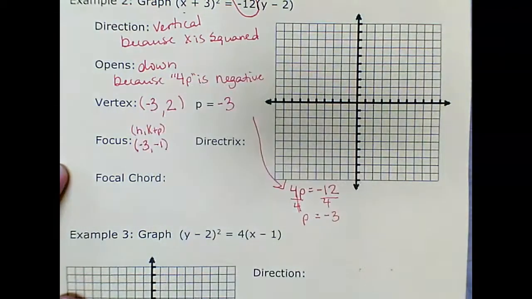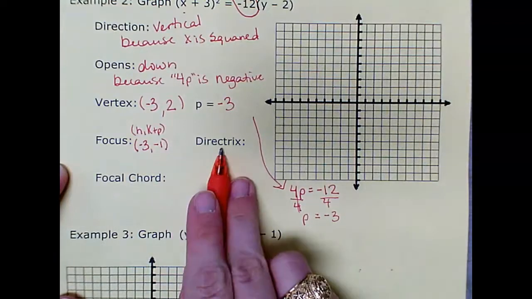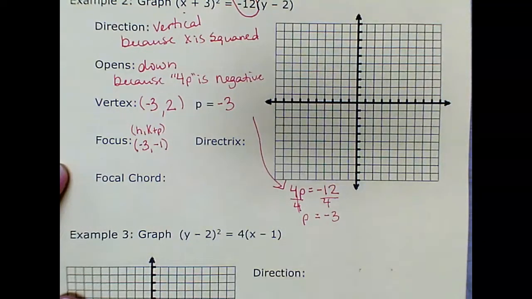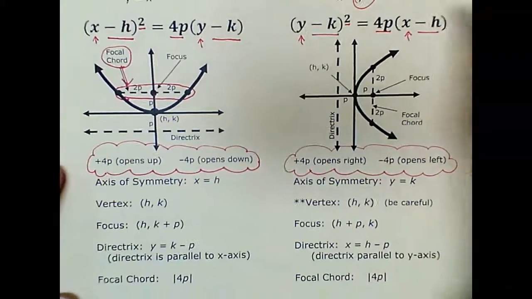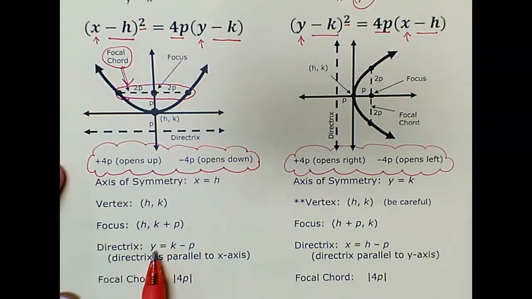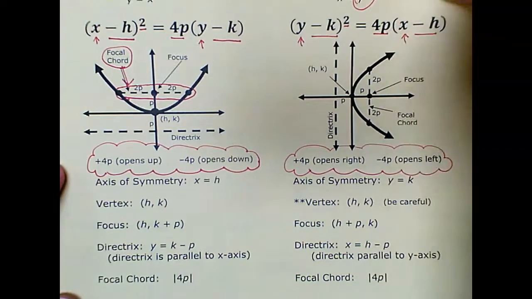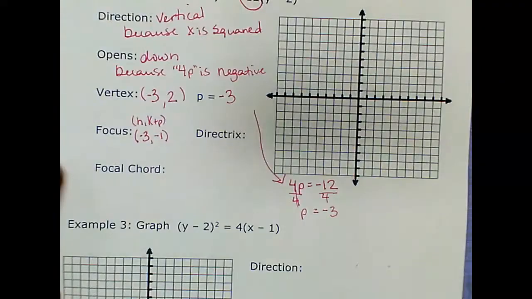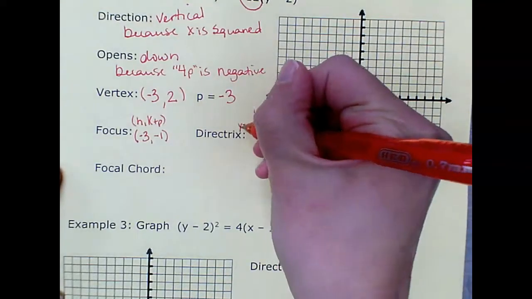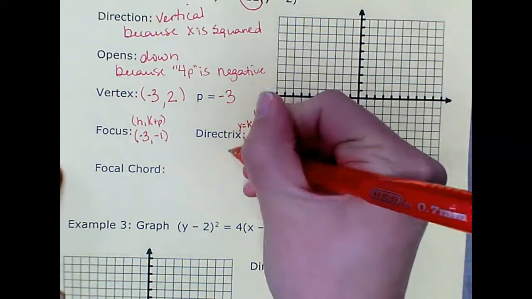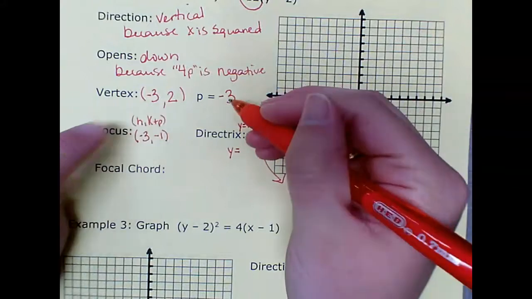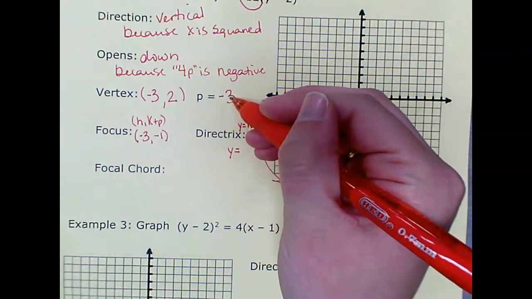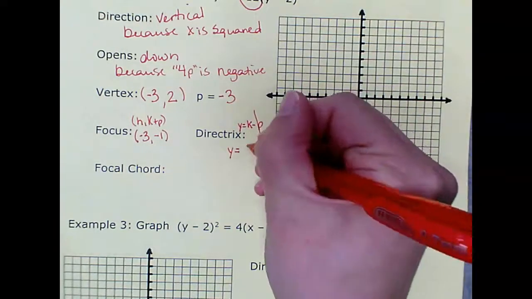There's my focus. The directrix, I don't remember how to get, so I'm going to look at the front of my notes. The directrix is the equation of the line y = k − p. So y equals, k is 2. If I subtract −3, that's minus −3. That's like 2 plus 3, so 5.